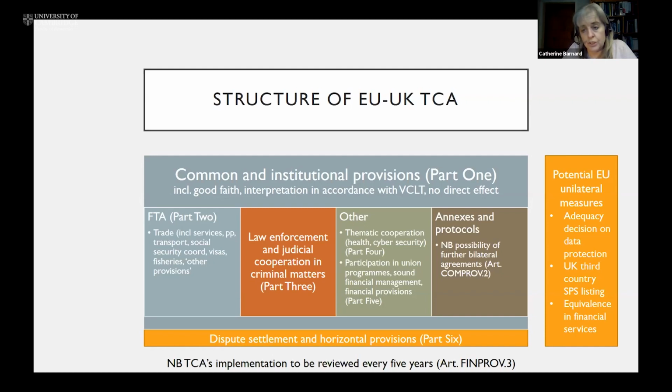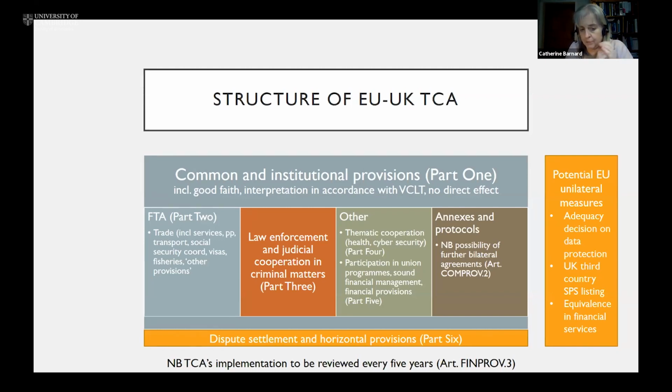There was no decision on adequacy of data protection, but that has been deferred, and so we're operating under the old rules. And as this audience knows very well, there has also been no decision on equivalence in financial services. So that's the broad structure: common provisions across the top, common provisions on dispute across the bottom, and those framing provisions will apply to not just this treaty, but any other future agreement that is concluded.